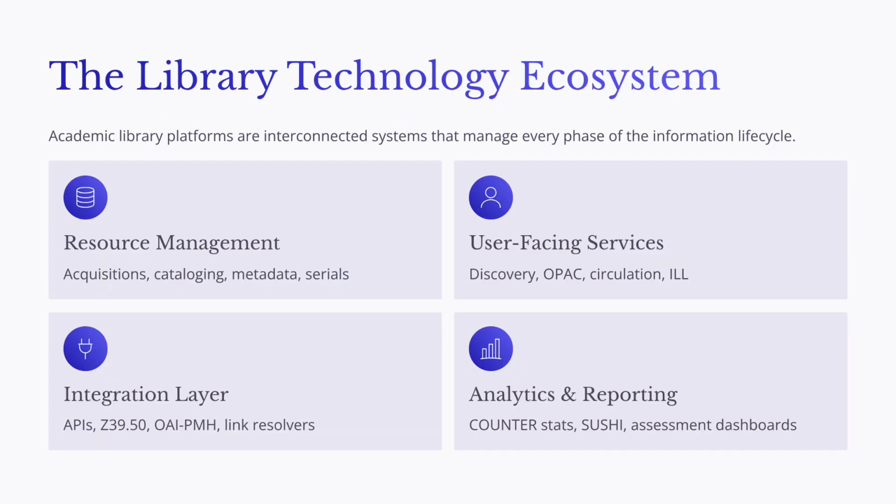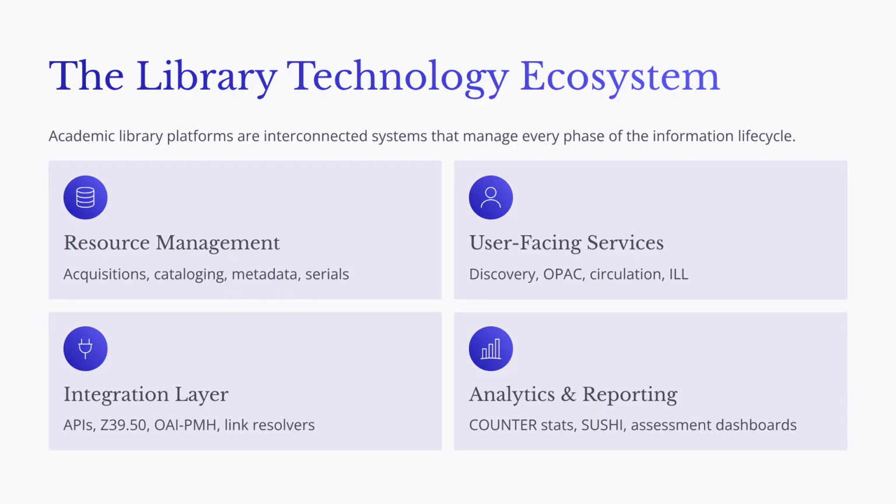Okay, before we get into specific products and vendors, I want you to have a mental model of the whole ecosystem because it is easy to get lost in the names. Think of a library's technology as 4 zones. First is resource management. This is the back end where staff work, acquiring materials, cataloging them, tracking serials, managing licenses. It's invisible to most users, but it's where a huge amount of librarian labor happens.